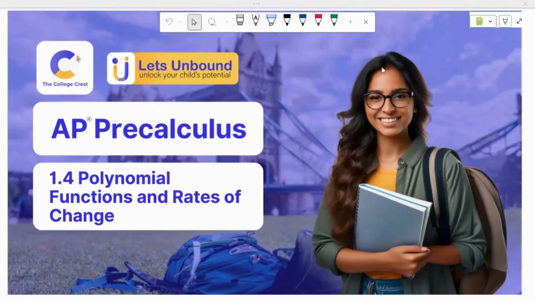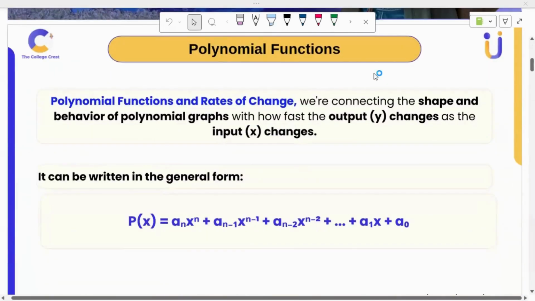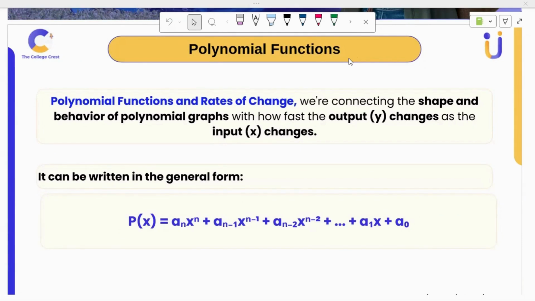So let's start. Polynomial functions. So what are polynomial functions? And we know already rate of change, right? We also did linear and quadratic rate of change. After quadratic, we have cubic, biquadratic. So the square will become cube, cube will become power 4, power 4, power 5. So this family of functions is called polynomial functions, and we are going to connect this with rate of change. As usual, in our pre-calculus, we will explore the shape, how the graph behaves, and rate of change means what? How the output changes with respect to input.